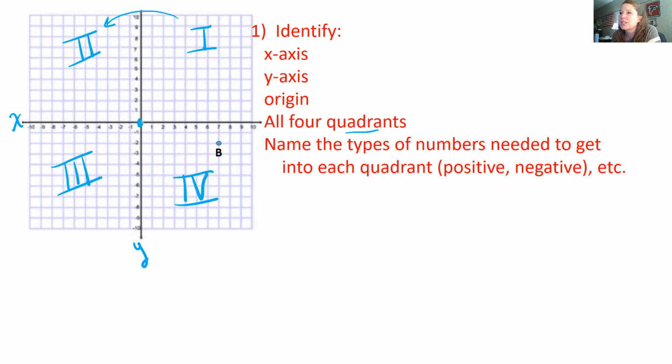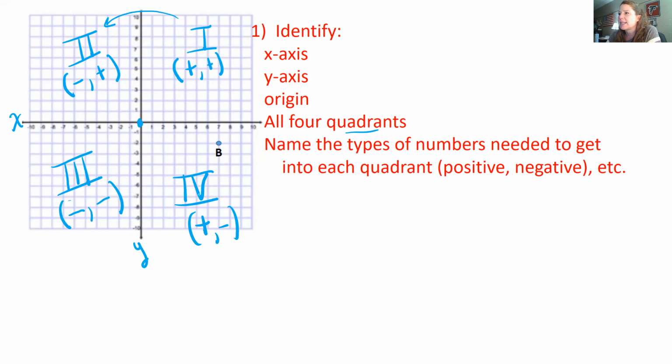So if you start at the origin, to get into quadrant 1, you would have to go right and then up, which is going to take 2 positive numbers. To get to quadrant 2, you would go left and then up. So that would take a negative number followed by a positive number. To get down here in quadrant 3, you would have to go left and then down. So to go left, you need a negative number. Go down, you need a negative number. And then to get into quadrant 4, you would go right and then down, which is a positive followed by a negative.